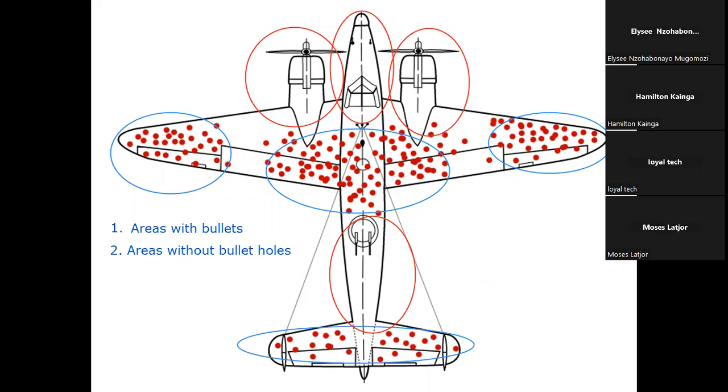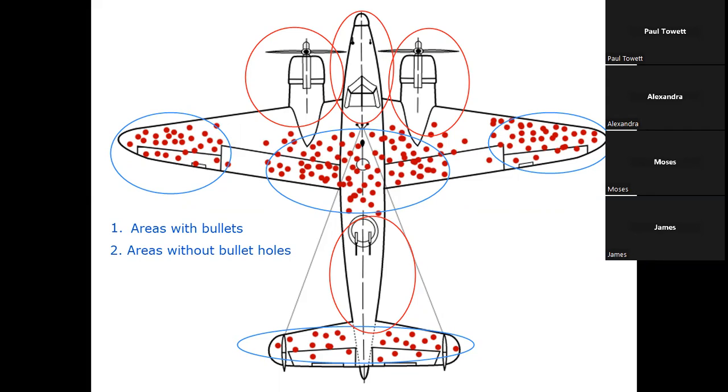If at all, they are to go back for the fight, they will still sustain bullet holes from these same areas. So you only reinforce the one you circled with red, because if these ones are damaged, it will bring down this plane. That's my idea. Thank you. Thank you, Moses.